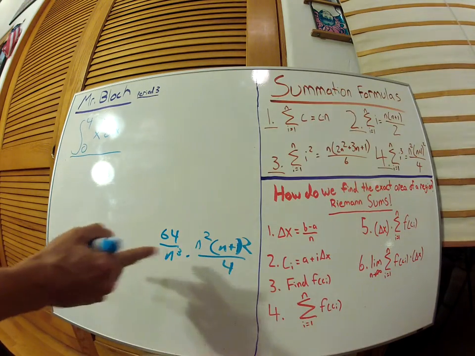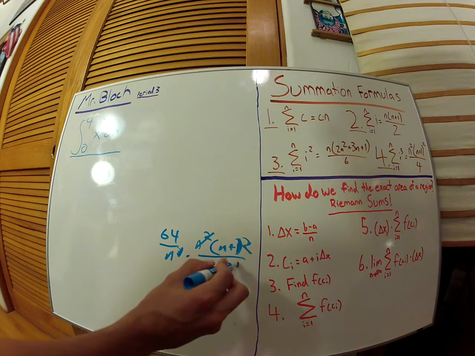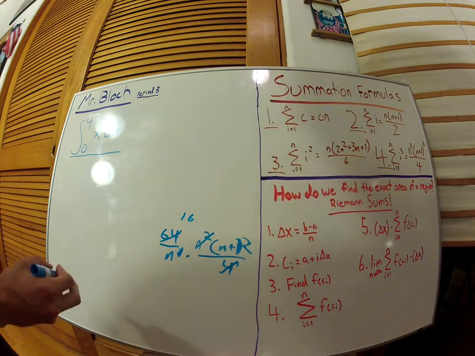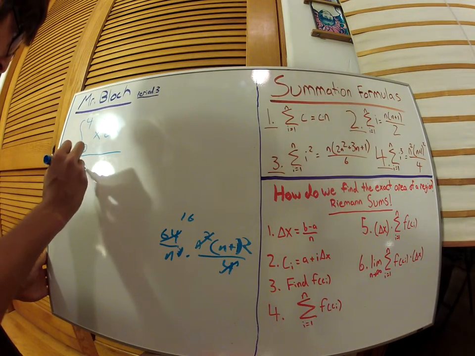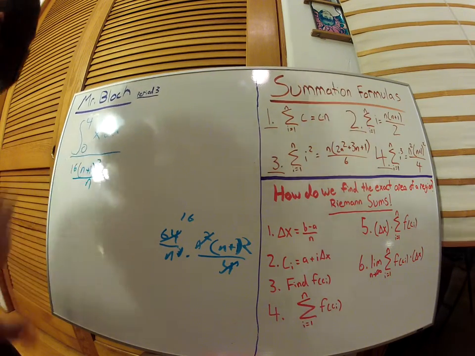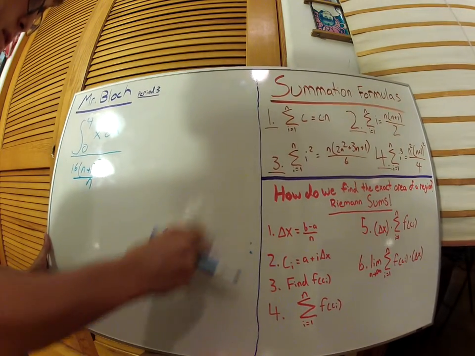From here you can cross out some things. You can cross out n squared, take away the 3, that 4, put 16. And what are we left with here? We're left with 16 times n plus 1 squared all over n. Erase that very quickly.